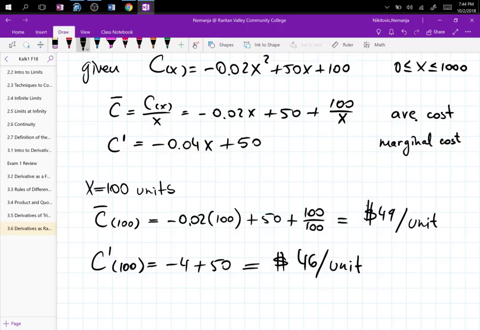So you need to make sure that this number, when you calculate 100, is smaller. Because that means that the more you're producing, it costs less. And then the book is asking us to do as well, calculate at 900.